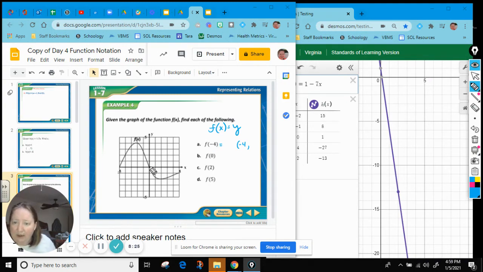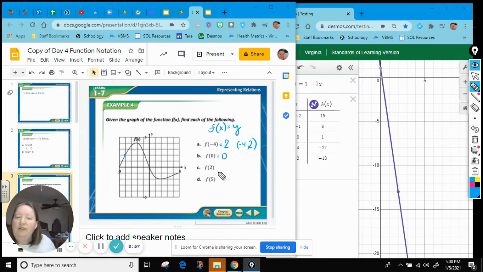So I'm going to come back here to where x is -4. 1, 2, 3, 4. And I come up to the line, and boom, it's at +2. Okay, so that would be my answer. This is also a way to write the answer. This is f of 0. That means where the x value is 0. What's the y value? Well, it happens to just be at the origin. Okay, f of 2. So this way, you're just utilizing a graph to give you the x or the y value.